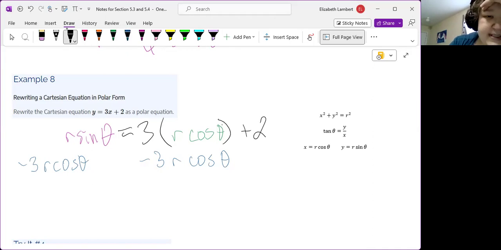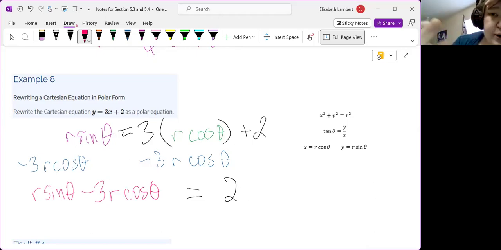All right, so I still have the 2, but now over here I'm going to write the r sine theta first, just because the other one has a minus. All right, so they both have an r, so we're going to factor that r out.